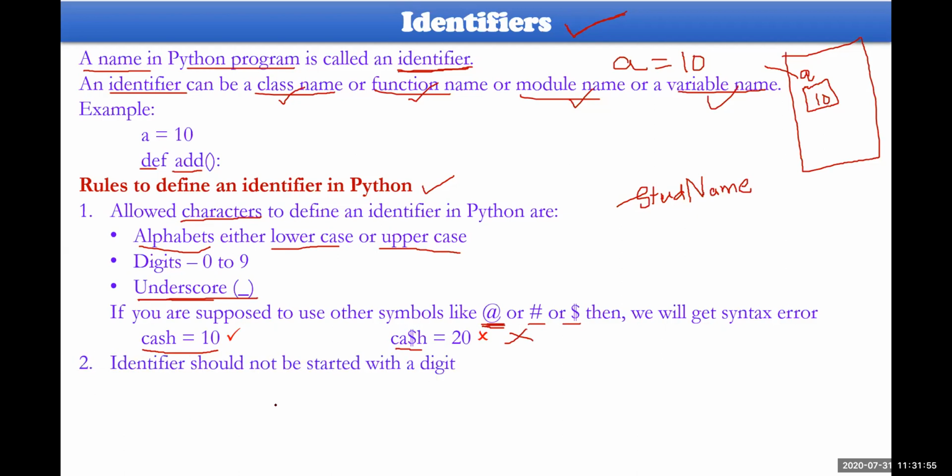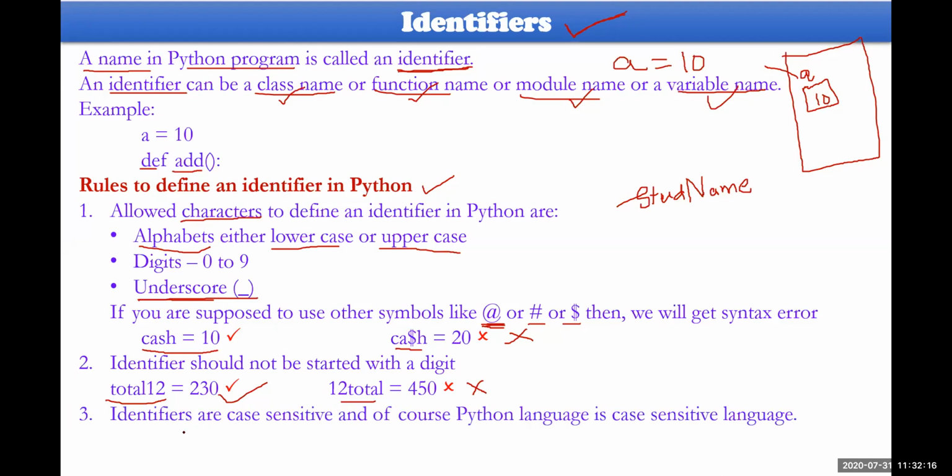And then an identifier should not start with a digit. Let us consider total12. It is okay. total12 equal to 2 is okay. But 12total, the first is a digit, and the second one is also a digit, followed by characters. It should not be a proper variable or proper identifier. So it would give a syntax error.